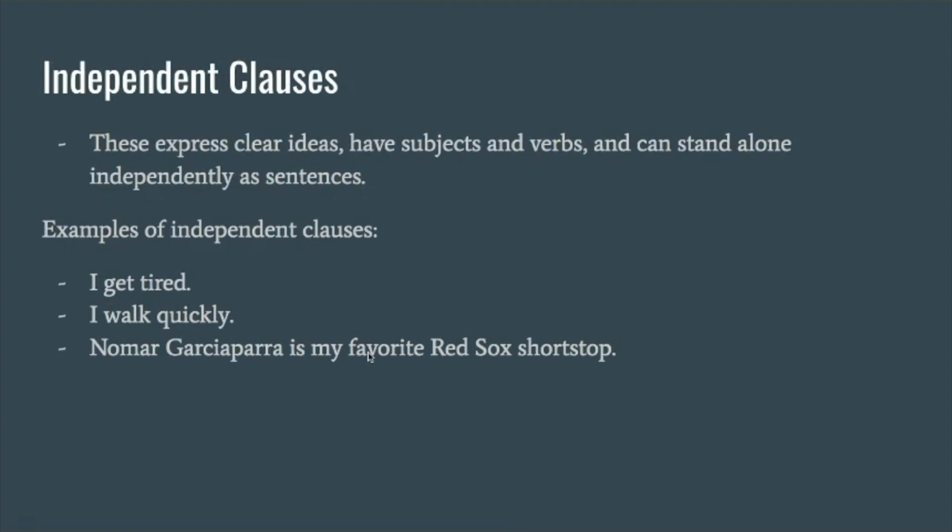Independent clauses express clear ideas, have subjects and verbs, and they make their own complete sentences. Examples are, I get tired, I walk quickly, or Nomar Garciaparra is my favorite Red Sox shortstop.